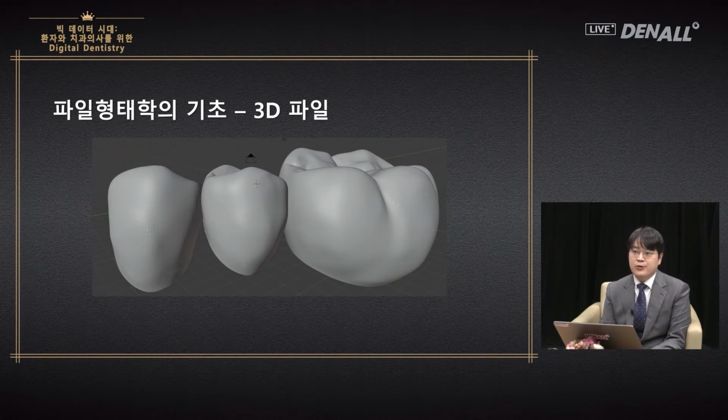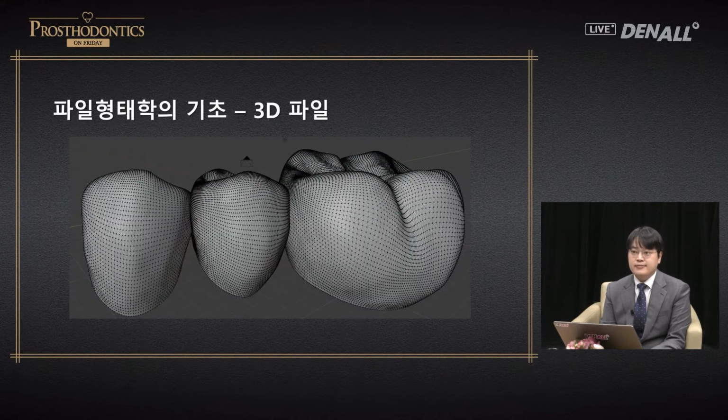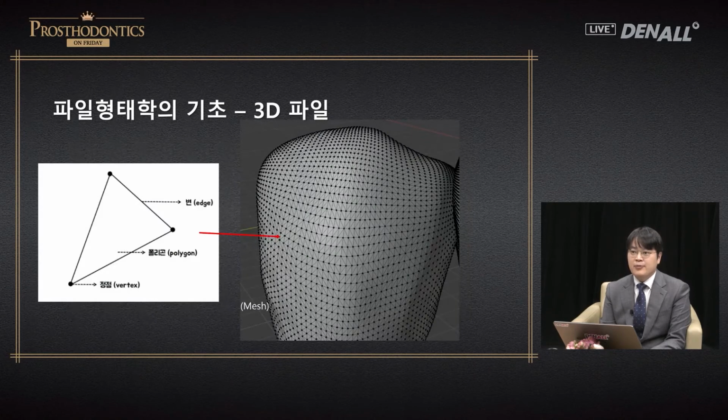CAD-CAM, the word CAD-CAM is mentioned a lot in dentistry. To use CAD-CAM, 3-dimensional files need to be used. This is the 3-dimensional object seen by people. A computer recognizes it as points, lines, and size. If you look closely, 3-dimensional objects are composed of vertices, edges, and 3 edges compose a polygon. And the collection of polygons is called a mesh.